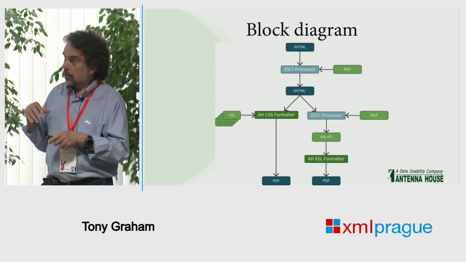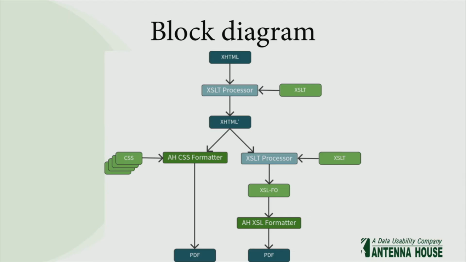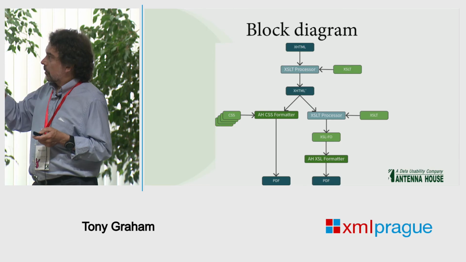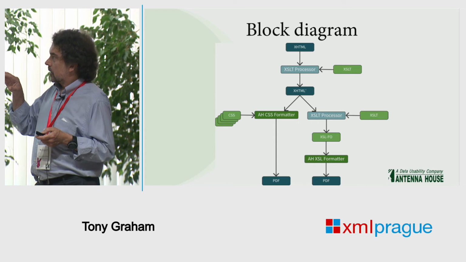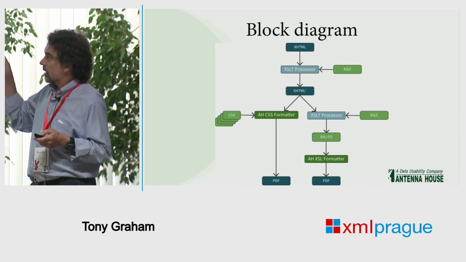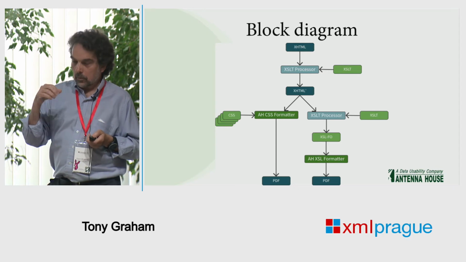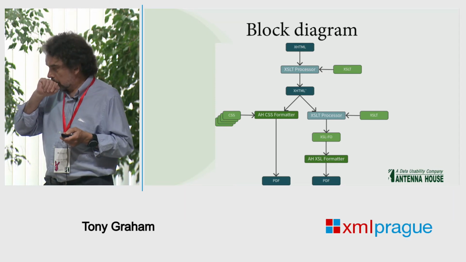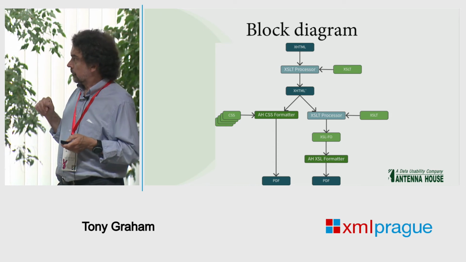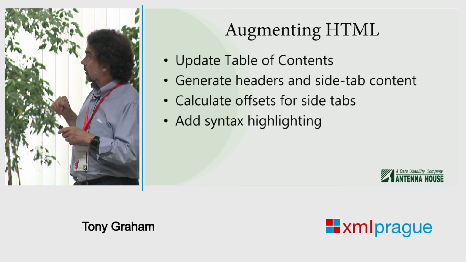How this is produced is the CSS version, HTML, as I've said, it's augmented to update the table of contents, create the sidebars, the text for the sidebars, and actually the offset for the sidebars, and then it's formatted, the CSS format using CSS style sheets. And you'll see the XSLT version takes the same augmented HTML to produce XSL-FO, which is then formatted with the XSL formatter.